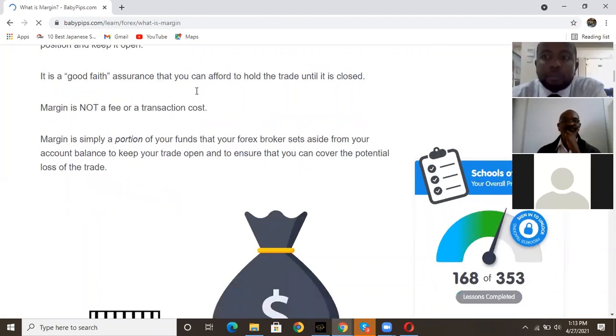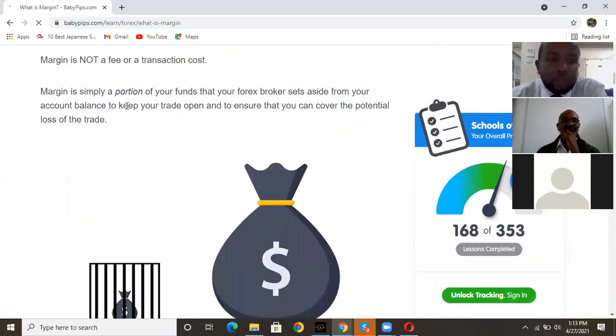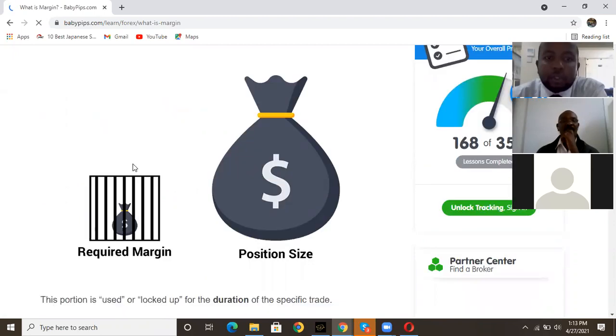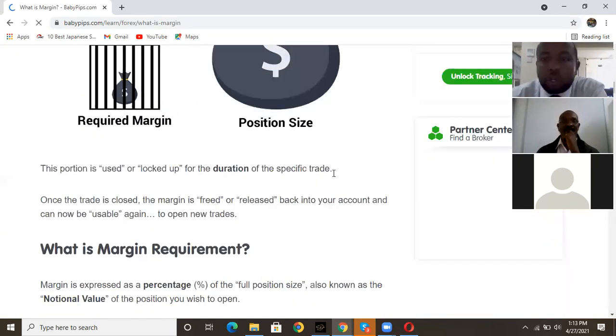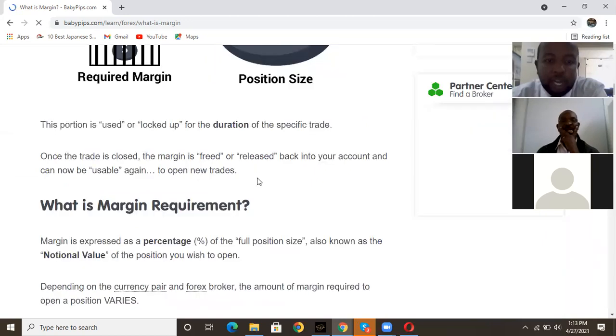So margin is simply a portion of your funds that your forex broker sets aside from your account balance to keep your trade open and to ensure that you can cover the potential loss of the trade. We have required margin and position size. This margin is used or locked up during the duration of a specific trade. That's why I was telling you, if you risk small, say 0.01 or 0.02, you will always have enough margin to run in your account. So you'll have more opportunity to enter more trades.